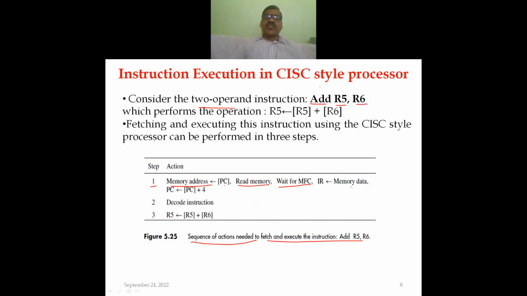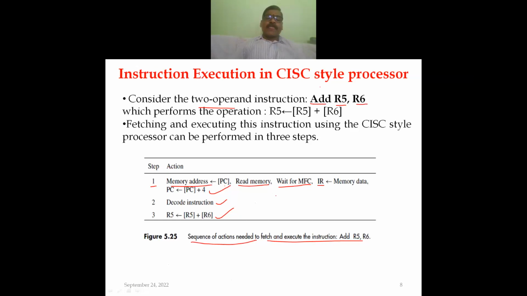Okay, then that instruction which is available in the memory data register will be loaded into the IR. So this step is what we call fetch the instruction and increment the program counter. So now we are incrementing PC by the value 4. Then the next step is to decode the instruction. Once you decode that instruction, in the third step we perform the arithmetic operation. So the contents of R5 and R6 will be added, and again it will be stored into R5.